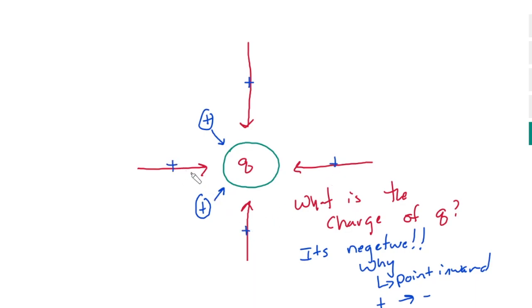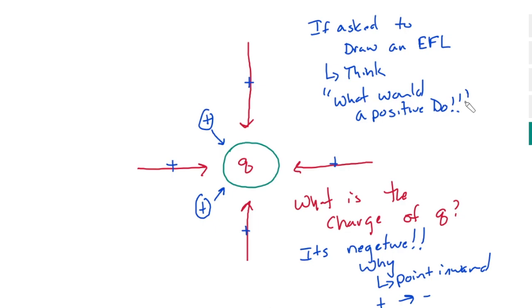And when they ask you to draw an electric field line, think, what would a positive do? Okay, and if you do that, you'll be good to go. Now sometimes there's going to be two charges near one another. All right, so let's look at the first one. Let's say I put a positive near a negative.